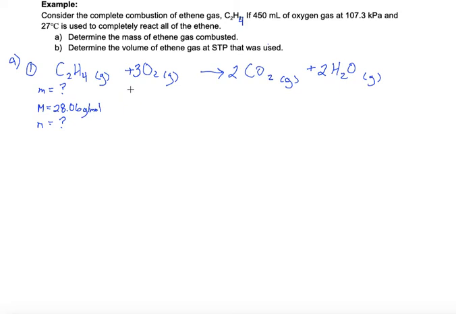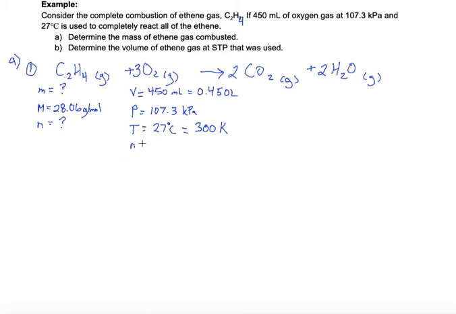My oxygen, I know the volume is 450 mL. But any calculation I do, I want it in liters. So if I divide by 1,000, I get my quantity now converted to liters. The pressure is already given in kPa, so that's good, 107.3 kPa. The temperature is 27 degrees Celsius. And then if we add 273, that would be 300 Kelvin. So from Celsius to Kelvin, we've done that conversion.